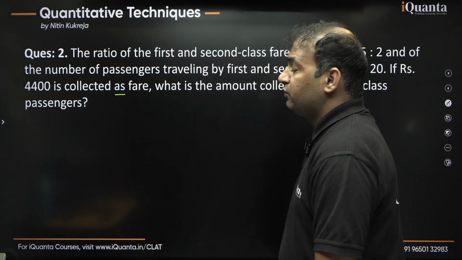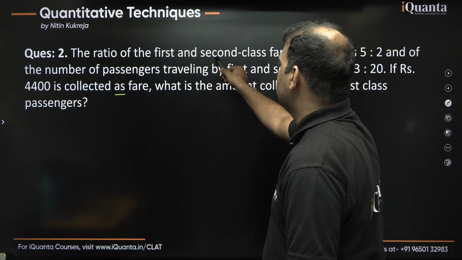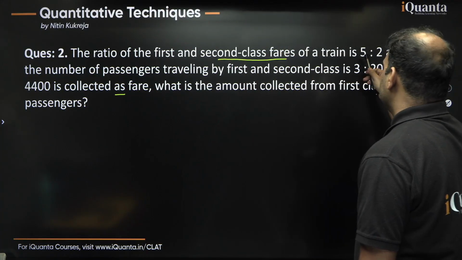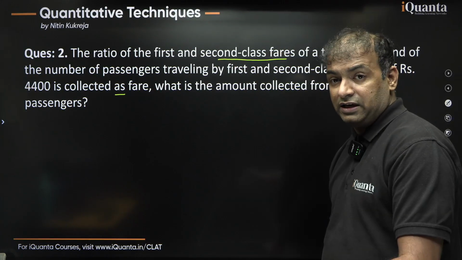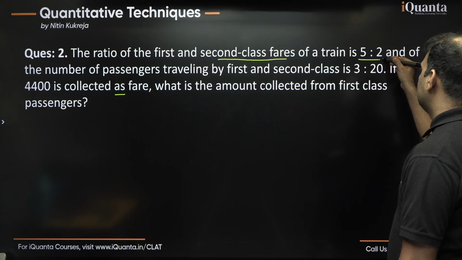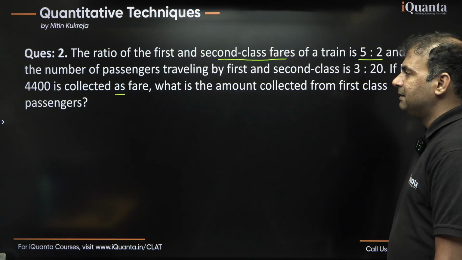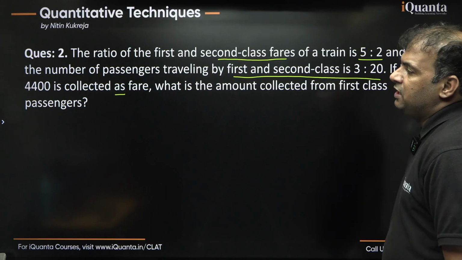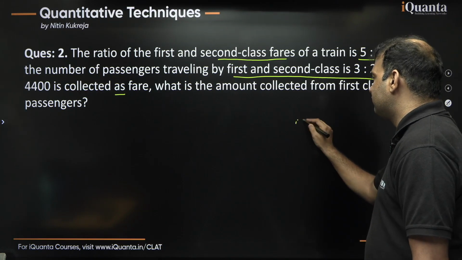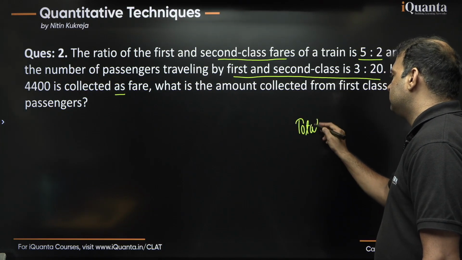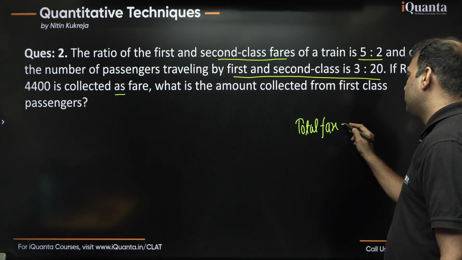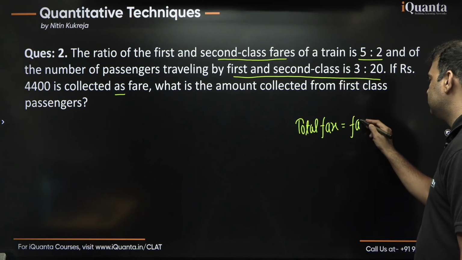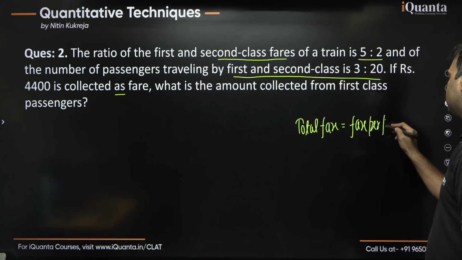First, they have given a few ratios. The first ratio is the ratio of the fare of a train of first class and of the second class, right? So this fare is basically per passenger, obviously. And then they have also given the ratio of the number of passengers in both the classes. So guys, we all know, if you have to calculate the total fare from any of the classes, it should be the fare per passenger into the number of passengers, right?